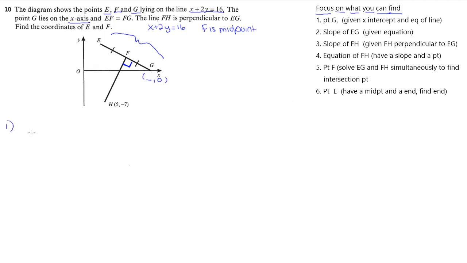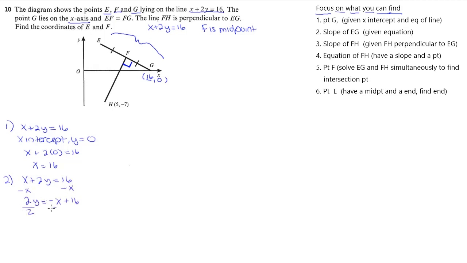Okay, so the first thing is, if you got to find point G, all you got to do is substitute in a 0 for the y. We know it's an x-intercept. Intercepts always have a y equals 0. So then that means that our x-intercept is going to be 16, and that gives us point G. Now, again, they didn't ask for that, but that's the only thing we could figure out.